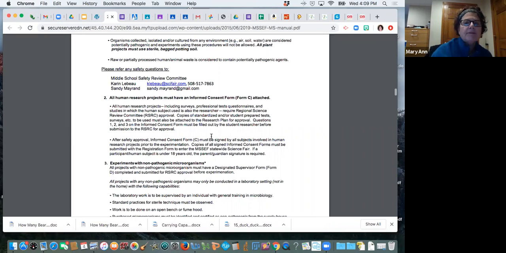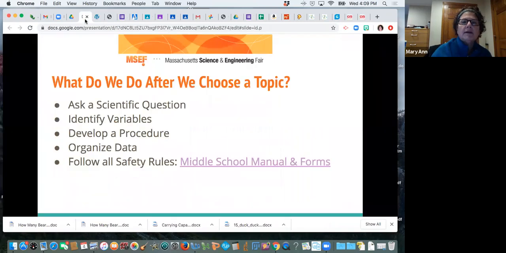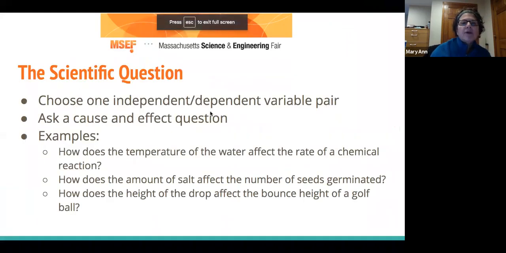But we could talk about human subjects even in a later workshop, because I want to get to today's topics about asking the scientific question and the variables. Okay, so the scientific question, you really want to choose one independent and dependent variable pair within that topic. And it should be a cause and effect question.